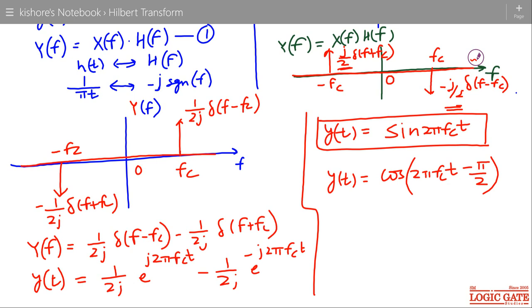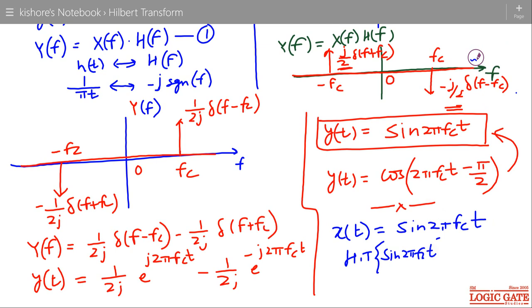So if we have any sinusoidal function, then we can directly find out the Hilbert transform of that function. For example, if input is sine 2 pi fct, and we have to find out the Hilbert transform of sine 2 pi fct, then it is sine of 2 pi fct minus pi by 2, and sine of 2 pi fct minus pi by 2 is minus cos 2 pi fct.